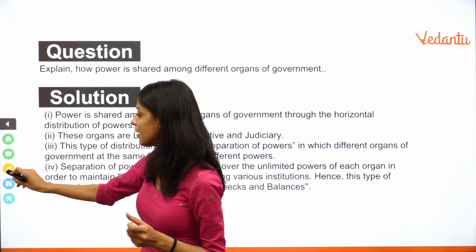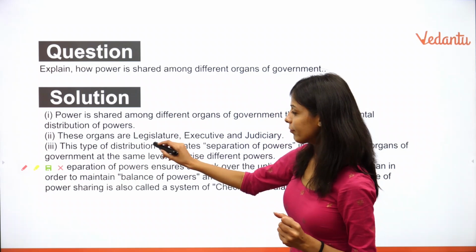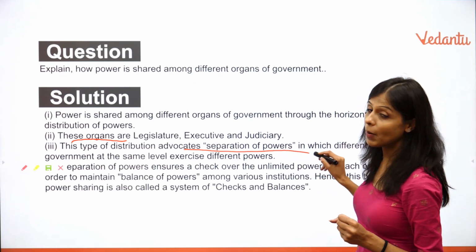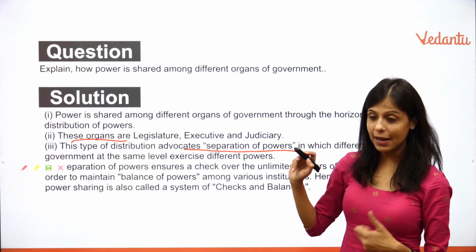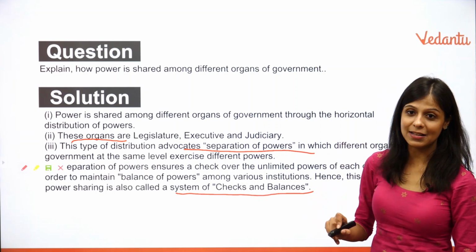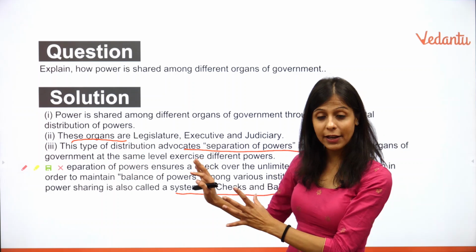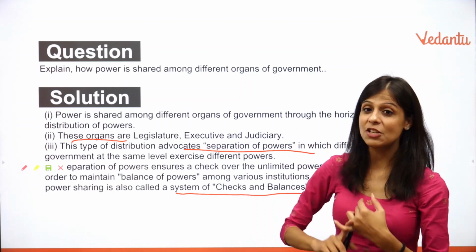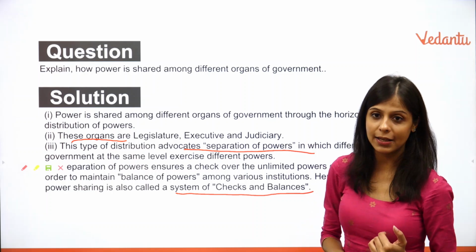Let me underline it here for you guys. So these are the 3 organs. It advocates separation of power in case you're writing something like that. And the 4th point is the system of checks and balances. So guys, you've given the content, you've marked the content. If you're going to follow this pattern, please ensure that at least you underline the stuff.